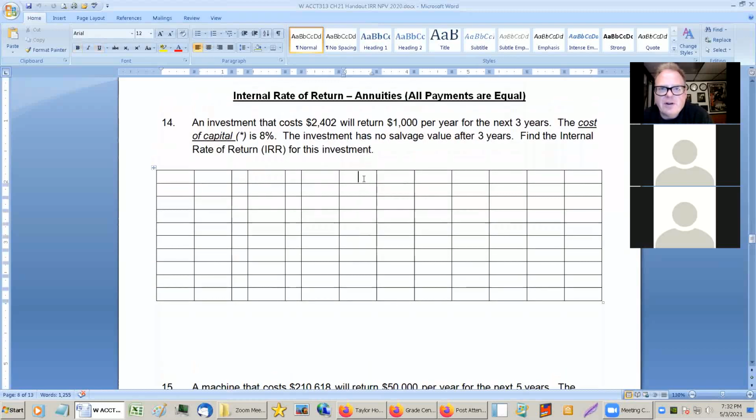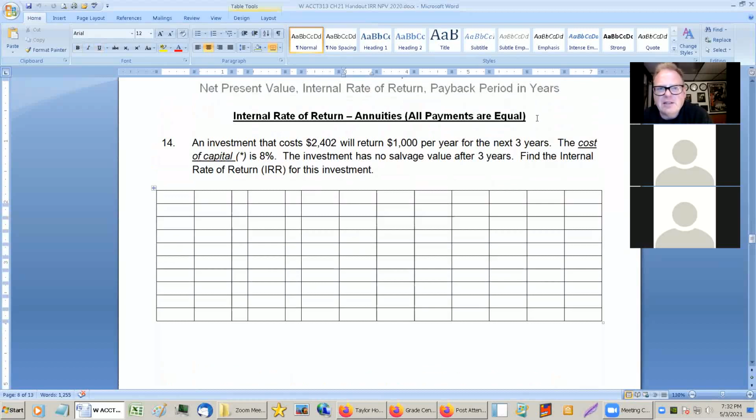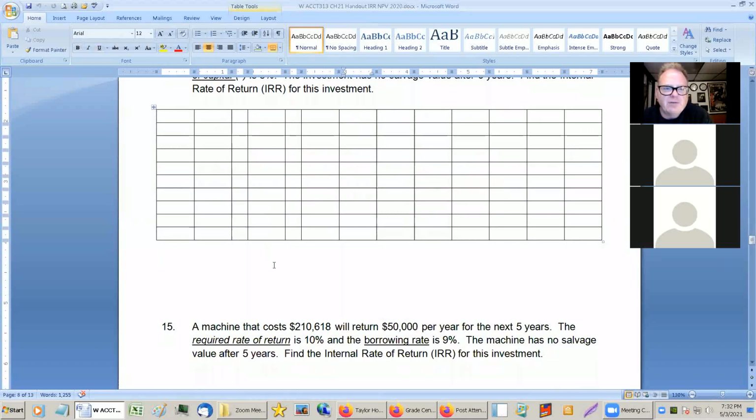And internal rate of return, here's kind of the difference between these two. They're very similar. And by the way, you'll often see this as NPV.